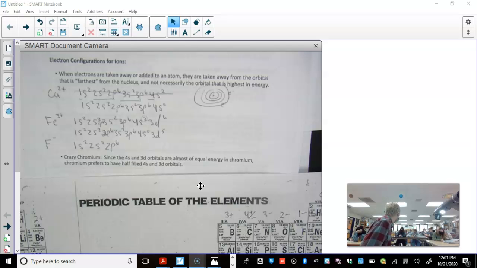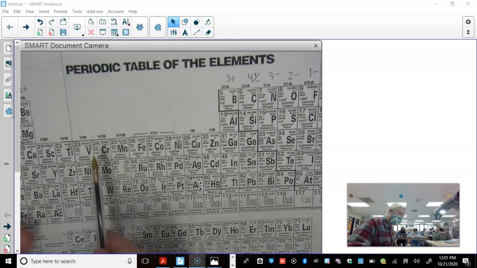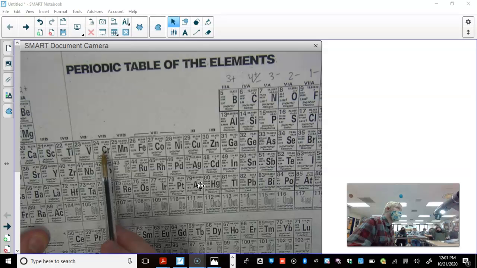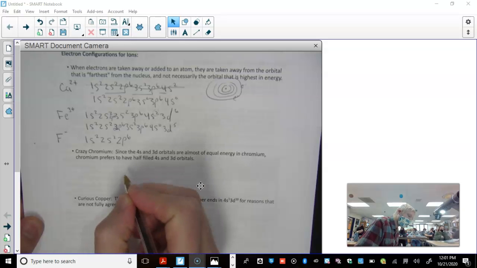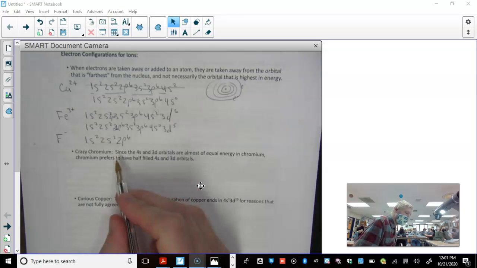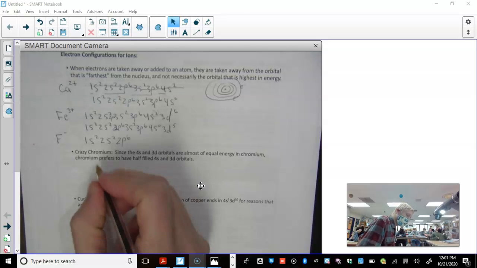Questions on that? You guys ready for the exceptions? Oh, thank you. There's only 2 of them. There's crazy chrome and curious copper. The thing about chromium, it's right here. But let's just write out what we think chromium would be. Oh, they even give you a hint there. Since 4s and 3d orbitals are almost equal, well, that'll make sense after we do it.